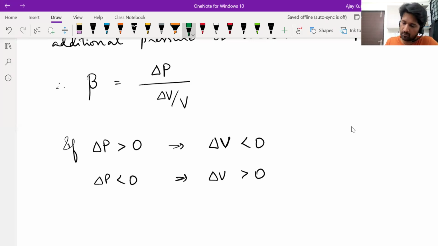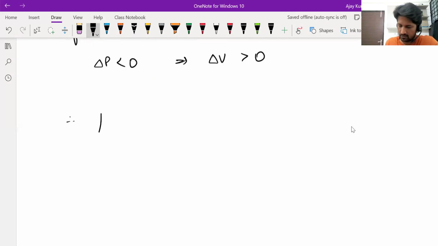Now, if they always have opposite signs, that will make bulk modulus a negative value. But just to keep it a positive value, we include a minus sign in this formula to ensure that bulk modulus will be positive. We want to keep the modulus of elasticity positive. Therefore, the formula relating bulk modulus, volumetric stress and volumetric strain is this: minus delta P divided by delta V by V.